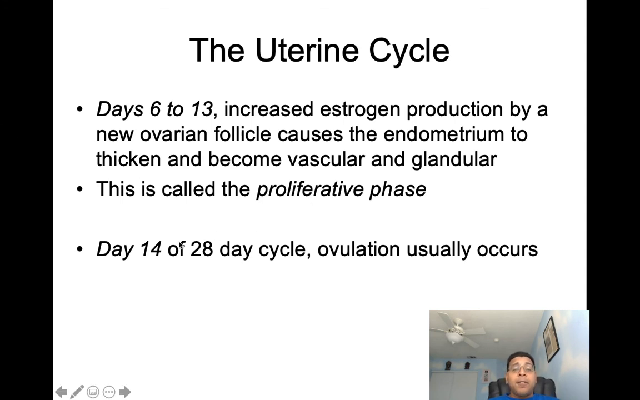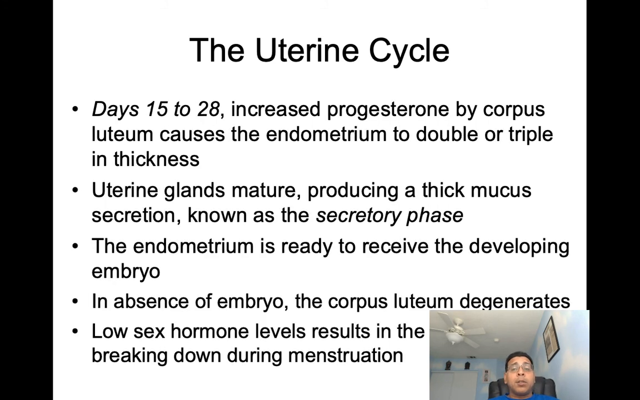And then we have day 14. On day 14, ovulation usually occurs. The ovaries usually alternate in producing one oocyte a month. Then we have days 15 through 28. Here the increased progesterone is going to cause the endometrium to double or triple its thickness. This will be called the secretory phase. The endometrium is now prepared to receive the developing embryo.